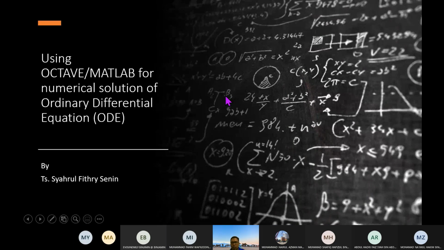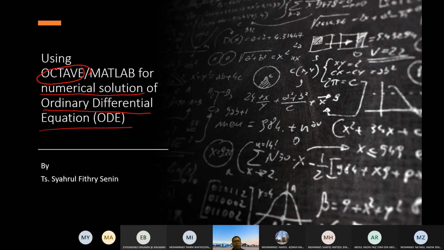Okay, good. So our topic here is to use again the software Octave to perform numerical solutions of a system that we call ordinary differential equations. Maybe some of you have taken this subject, differential equations, in your mathematics. It's a subject taught by a mathematics lecturer from the Department of Science and Computer, where you learn how to solve the equation exactly, by a lot of approaches.